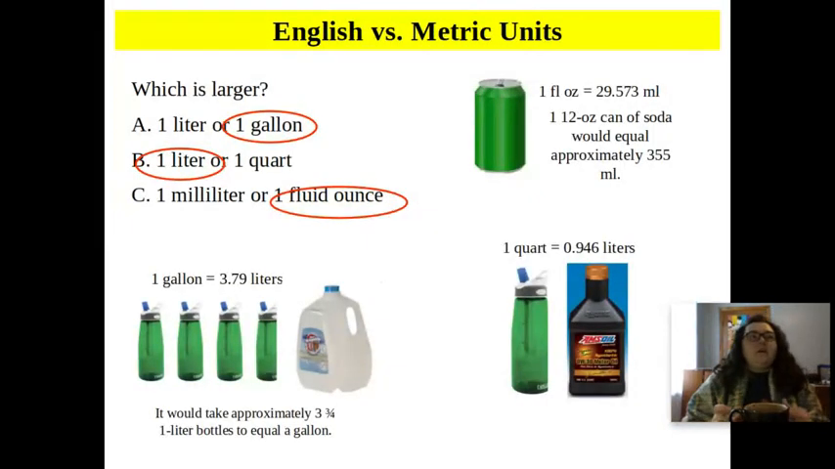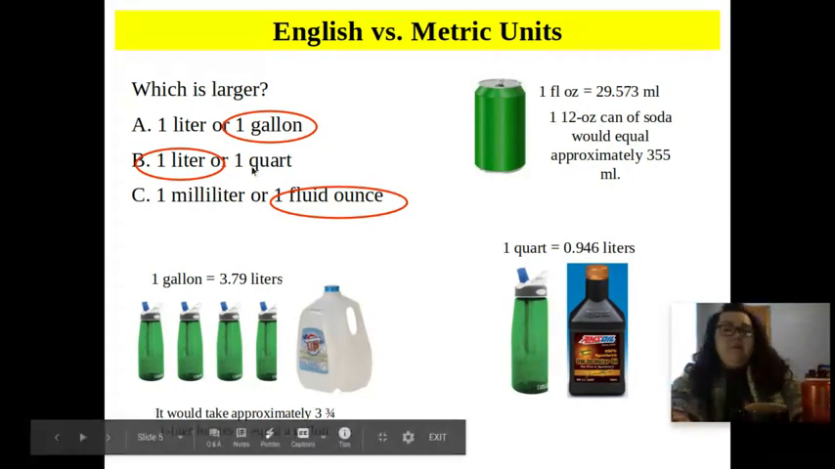So now that we've kind of talked about the length measurements of the metric system, let's look at the volume measurements. We're used to gallons and quarts and fluid ounces. We see it on our soda, our energy drinks, our liquids for our vehicles, all of those things. But for the metric system, we use liters and milliliters. As you can see here, we're just comparing the ones that we most commonly see.